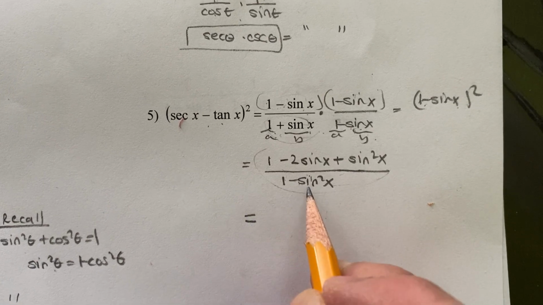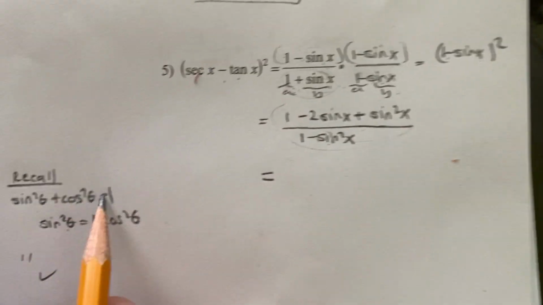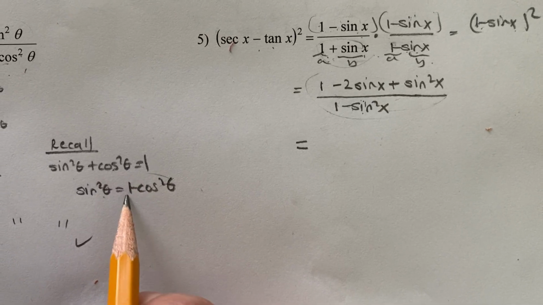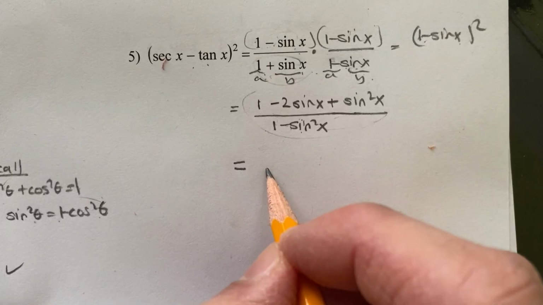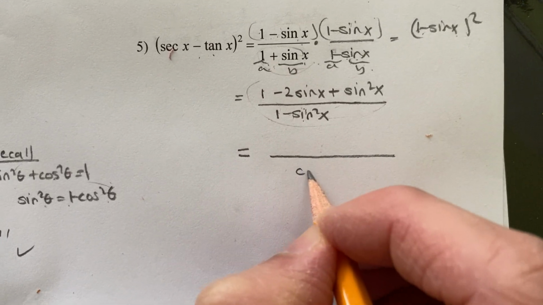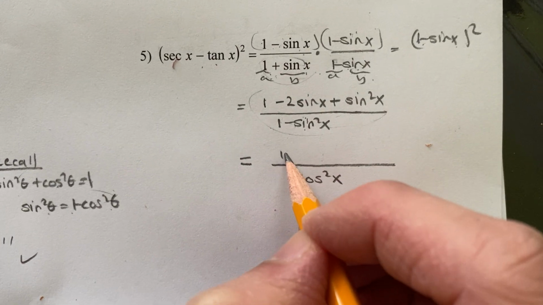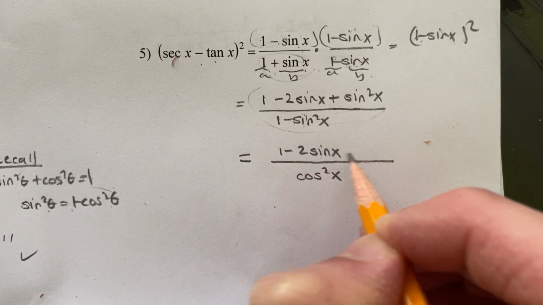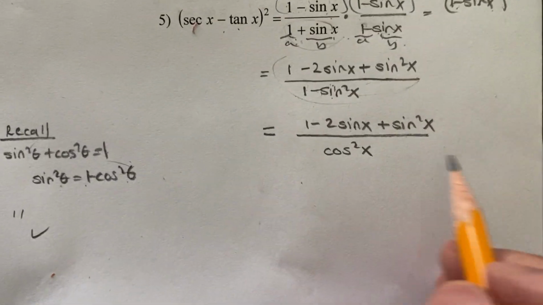In my denominator, 1 minus sine squared x, again, just like what we did over here, except this previous problem had 1 minus cosine squared. Well, 1 minus sine squared is just cosine squared x. And that's all I'm going to do. I'm going to rewrite this line one more time, and now I'm going to split up the fraction.